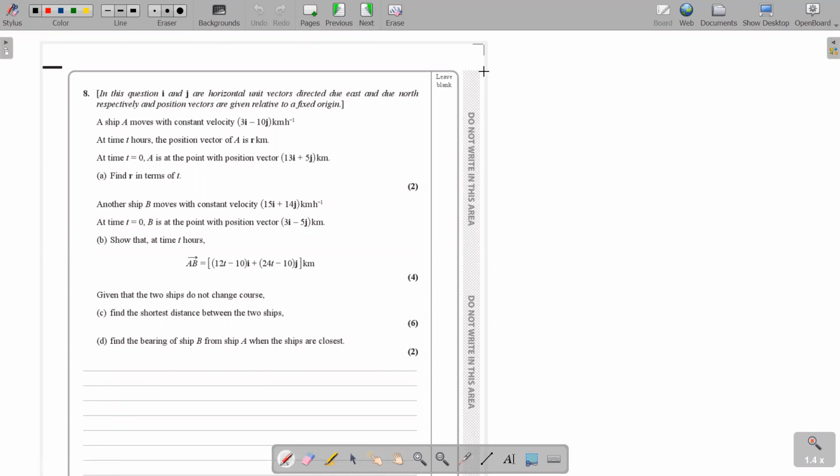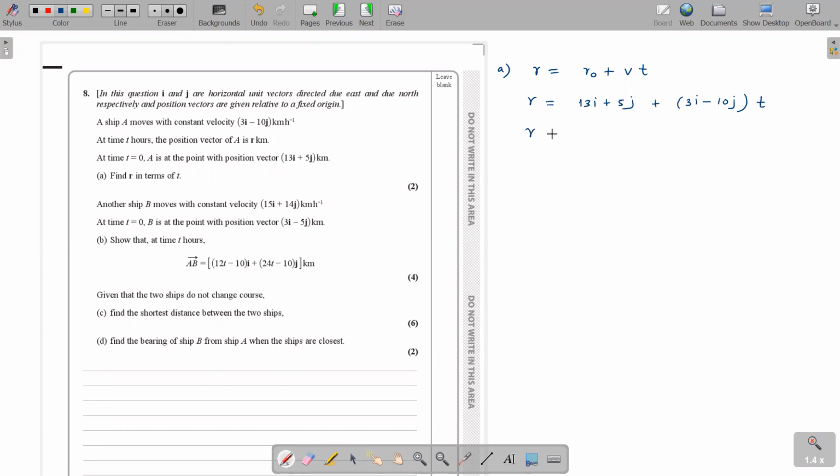So what's the main equation we use here? r equals r naught plus vt. This is the equation we use for an object moving at constant velocity with the position vector. When they give us position vectors, r is the position vector at time t. r naught is the position vector at the beginning. So r is what we need to find. r naught is given at time 0. Position vector is 13i plus 5j. Plus velocity is given as 3i minus 10j. Isn't it? And then into time.